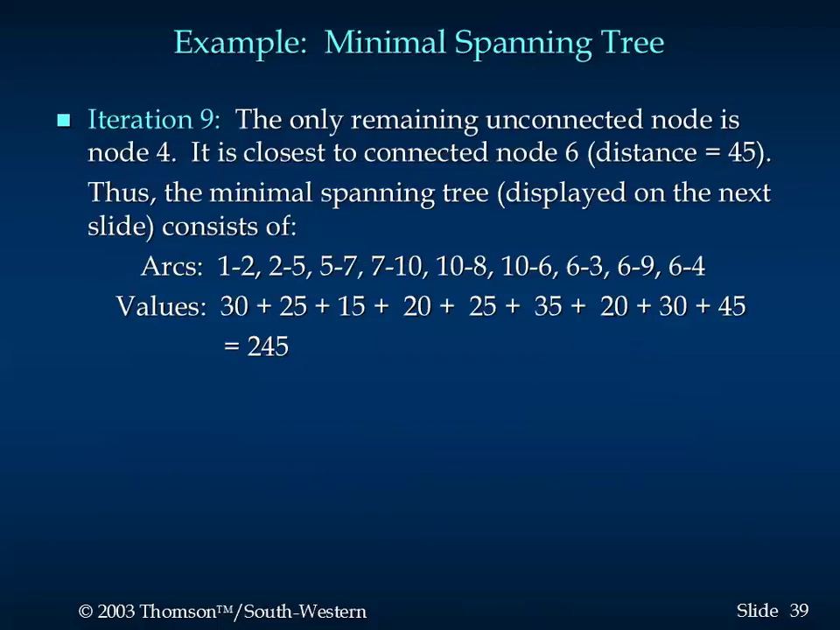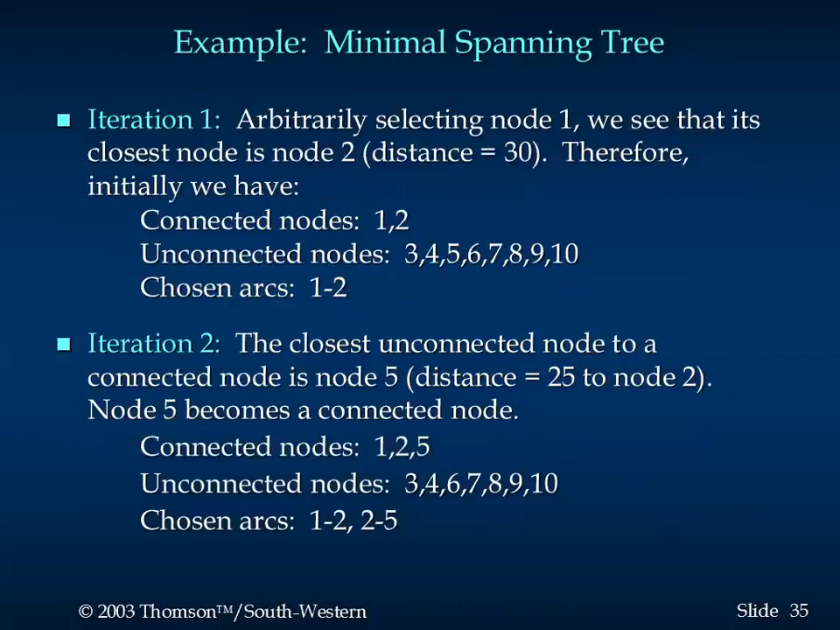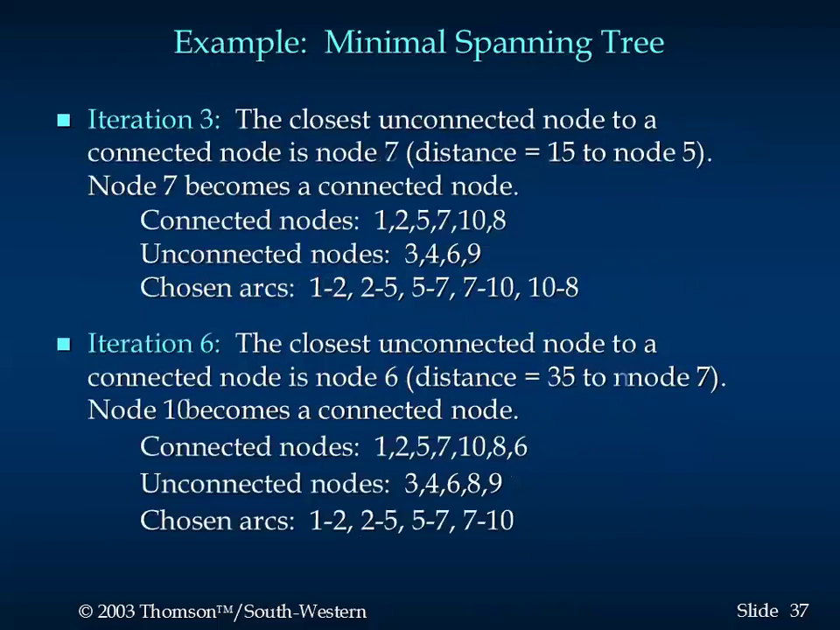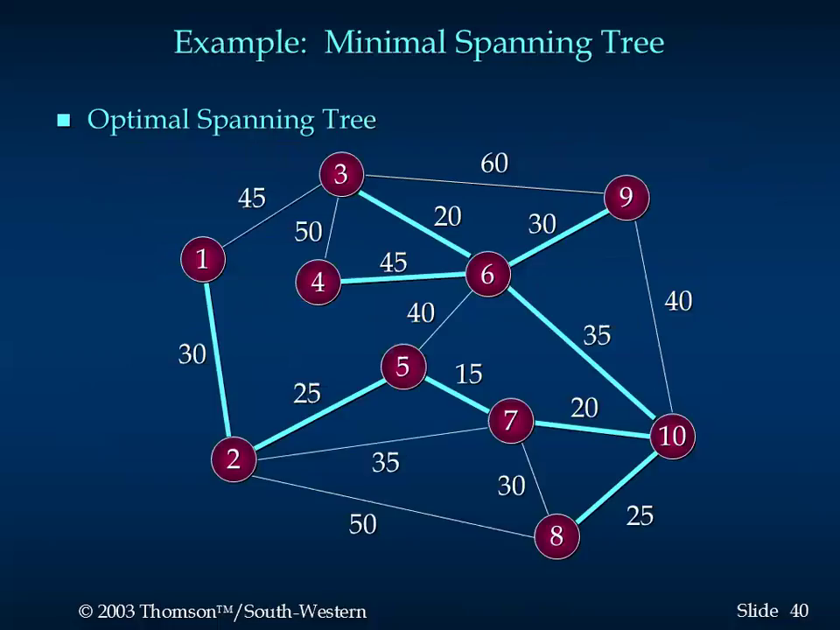So the final one is 1-2, 2-5, 5-7, 7-8, 7-10, 10-6, 6-4, 6-3, and 6-9. Really very simple, in that order. And of course, we can just draw a picture of it, same picture. Very, very simple algorithm.